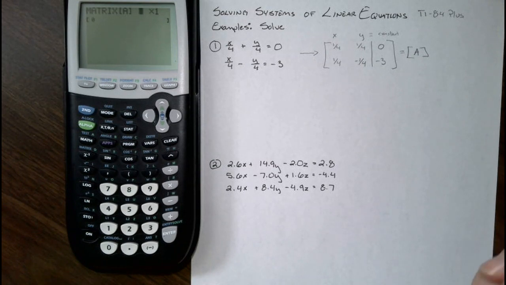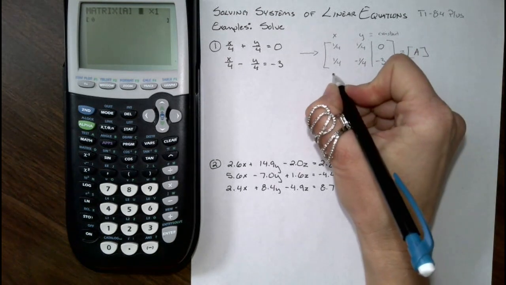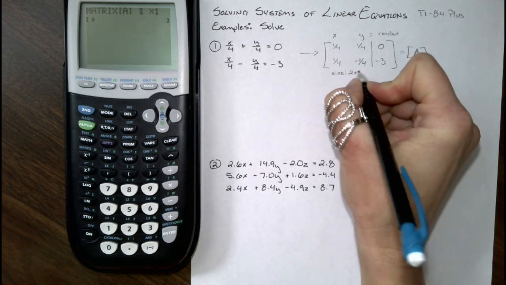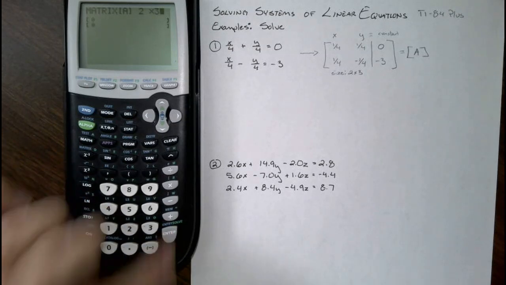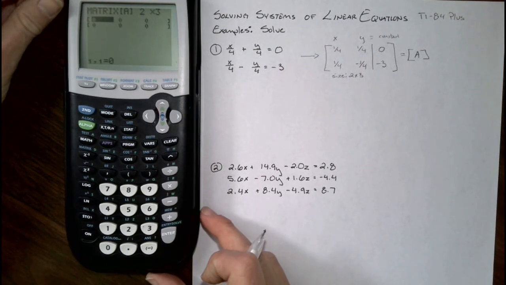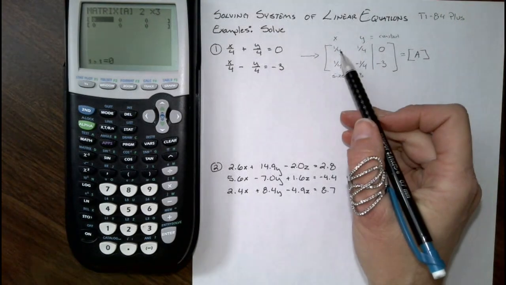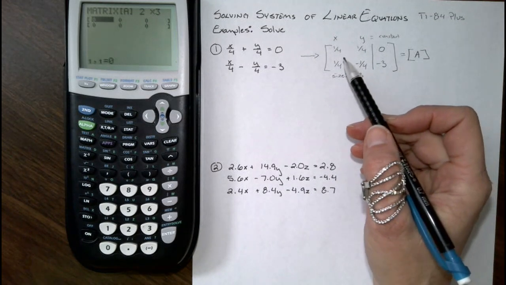Now I do need to determine the size of this. Notice we have 2 rows and 3 columns, so the size of this one is 2 by 3. So I'm going to type that in first: 2, enter, 3, enter. And you'll notice now it shows the matrix, and all the matrix elements are 0. So let's go ahead and type in those values. I can simply type in fractions or decimals if you prefer. Let's go ahead and type those in.